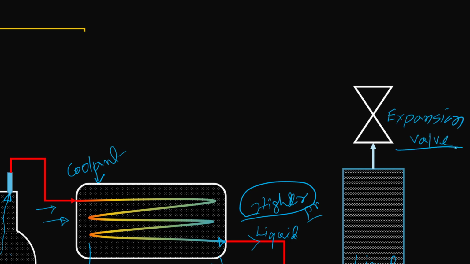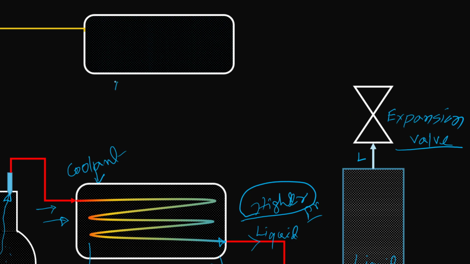So what will it do? It will reduce the pressure. The name implies expansion valve, meaning it will pass through a valve, and because of this the pressure will decrease. So what will happen if the pressure decreases? The refrigerant, which is liquid, will now start evaporating because of the low pressure, and evaporation becomes easier. Okay, so now it should go to the evaporator.